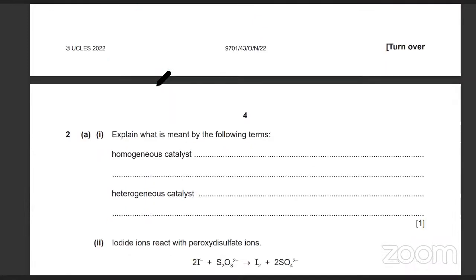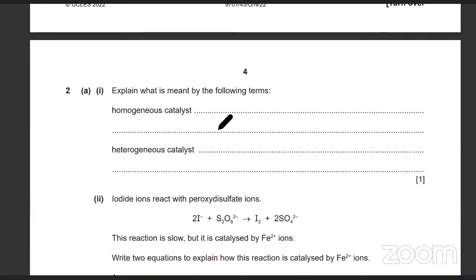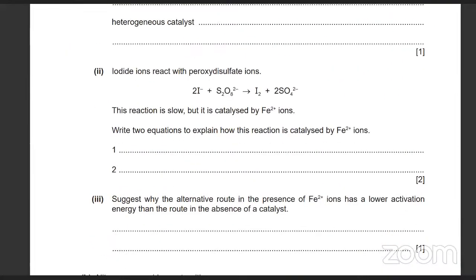Now, the next thing, explain what is meant by the following terms. What's a homogeneous catalyst? What's a heterogeneous catalyst? 1 mark each. Homogeneous catalyst: same phase. Catalysts and reactants have exactly the same phase. And the other one, a heterogeneous catalyst: catalysts and reactants have different phases.